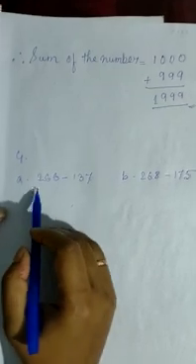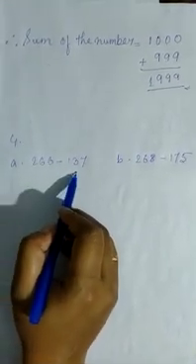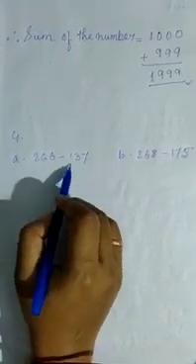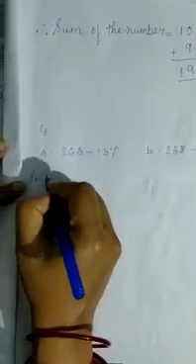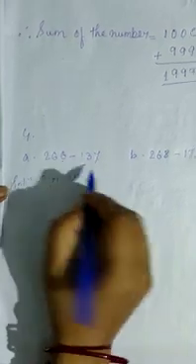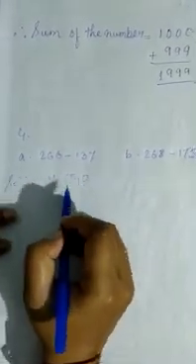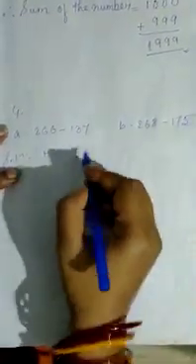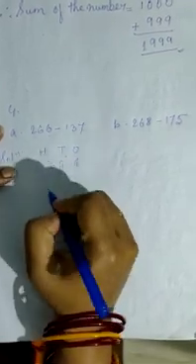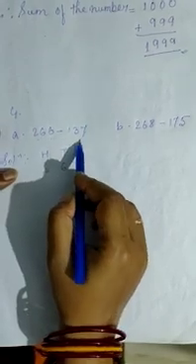Question number 4a: 266 minus 137. At first we are going to arrange the numbers in hundreds, tens and ones. As these are 3 digits, we arrange the numbers in 3 digits. Now put the numbers according to the column. 6 we put in ones place, the other 6 in tens place, and 2 in hundreds place.